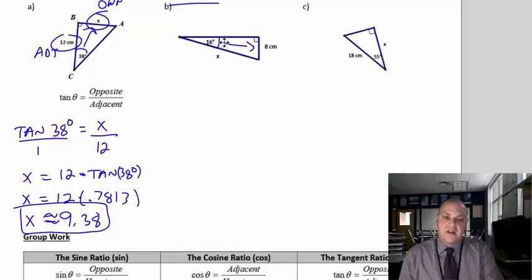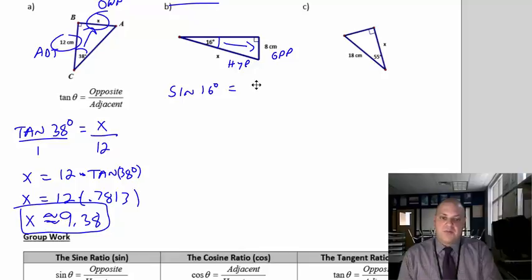All right, this one here, the angle is 16. The opposite is 8. And this is the hypotenuse. This is opposite. This is hypotenuse, that we're trying to find. So that needs to be sine. Sine 16 equals opposite, which is 8, over hypotenuse, which is x. This time the x is on the bottom. That's okay. So cross multiply.